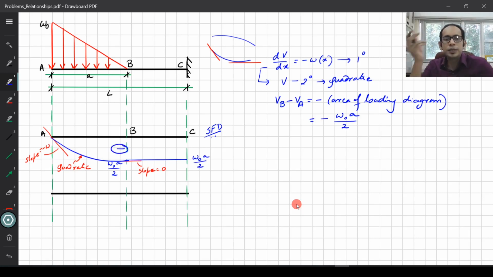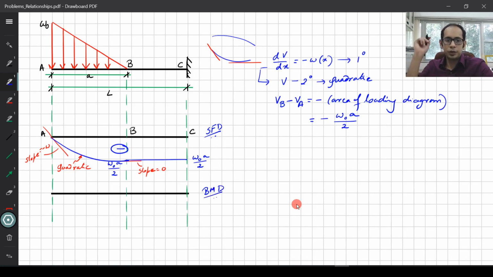So you see how easy it was, using the relationships, to draw this shear force diagram that you have over here. Now we are going to go from the shear force diagram over to the bending moment diagram, which is the bottom beam. So here I am going to draw my BMD.